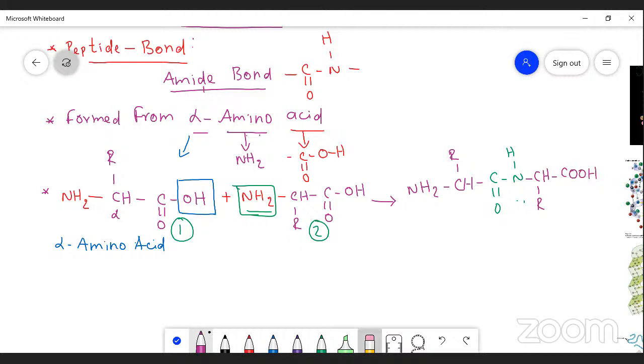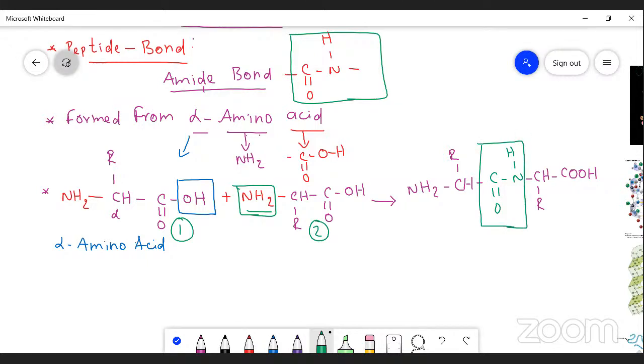Okay. Listen, here it is the peptide bond. So we are getting a peptide bond, and a peptide bond is nothing but a CONH bond. So this CONH is what we call the peptide bond. And what is the peptide bond?